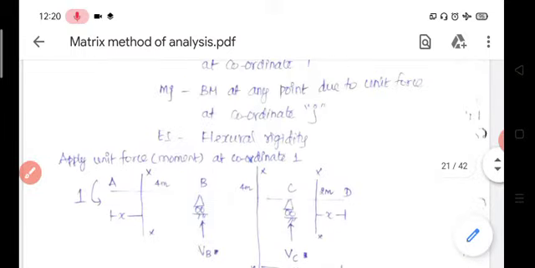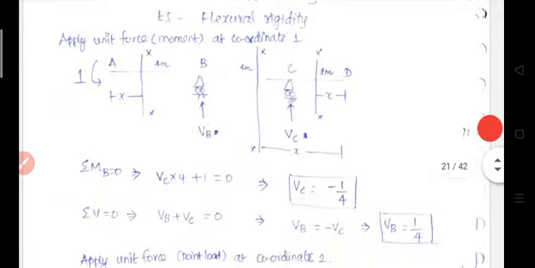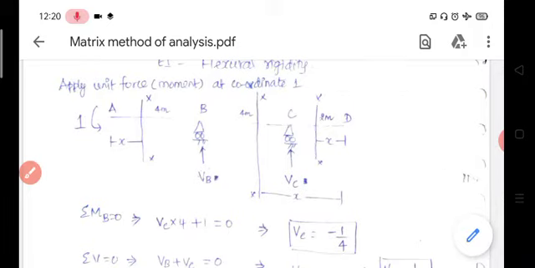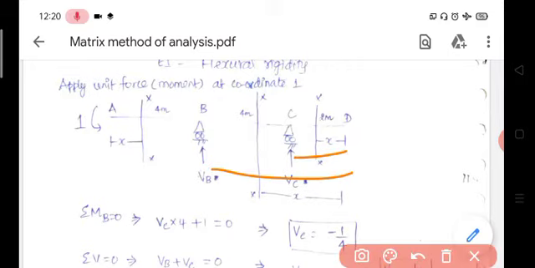Then for the BC portion, BC or CB portion. For this also I have to consider section xx, which is x distance from D. So, therefore, the limit varies between 2 to 6. At C x is equal to 2, at B x is equal to 6. So, this is 6 meter, this is 2 meter. Therefore, the limit for the CB portion is 2 to 6 meter. Then the bending moment at section xx, on the right side of section xx, is equal to only VC into x minus 2. Okay, this distance is x, this is 2 meter, x minus 2.